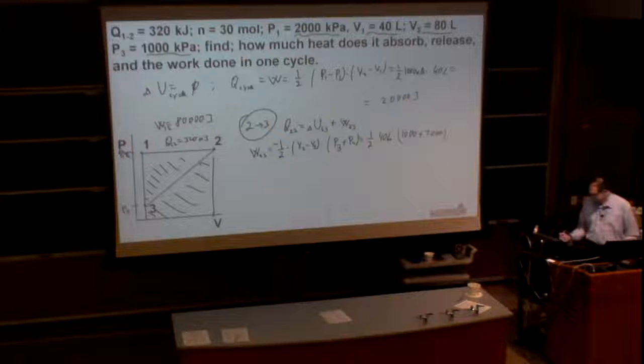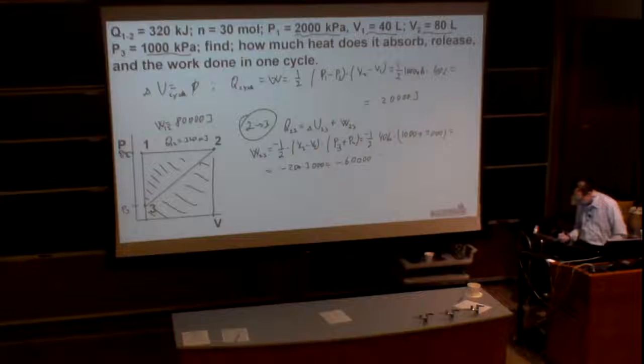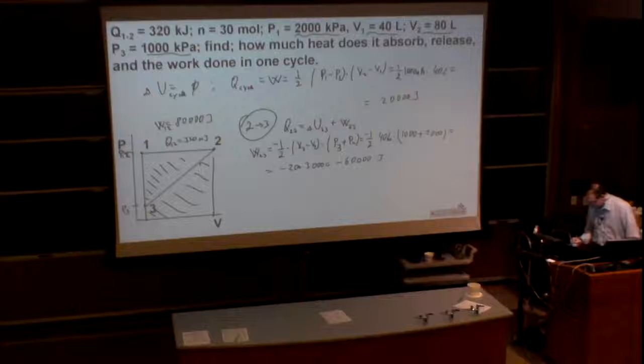I'm calculating area, but then I multiply by positive one or negative one, depending on what's happening to the volume. Or you could use the literal change in the volume, final minus initial. So we know the work has to be negative. We said it several times. Now we have to finish our calculation. That's going to be negative 20 times 3,000 and negative 6 and 4 zeros, joules. Now, delta U23.